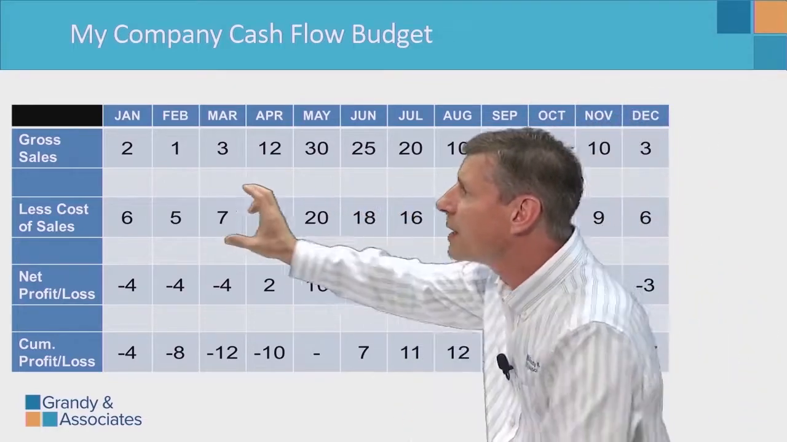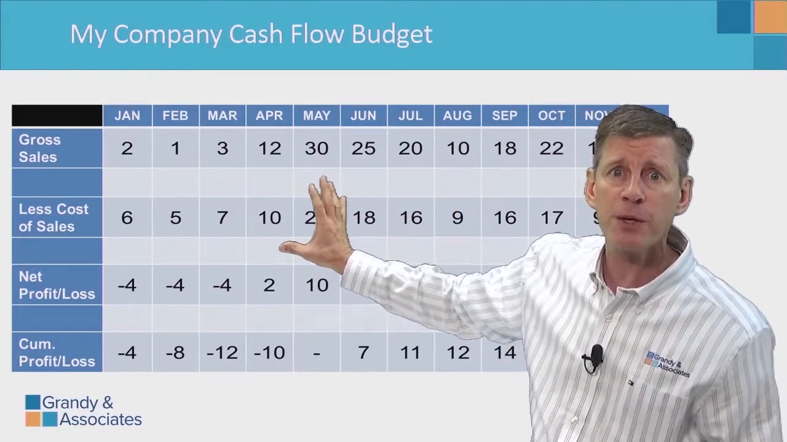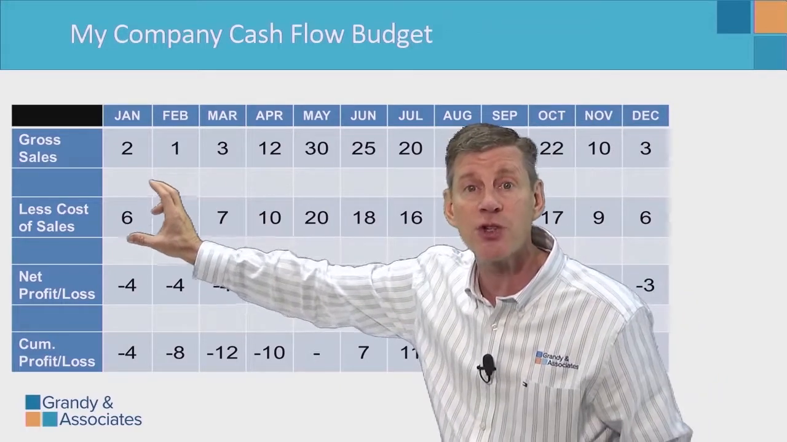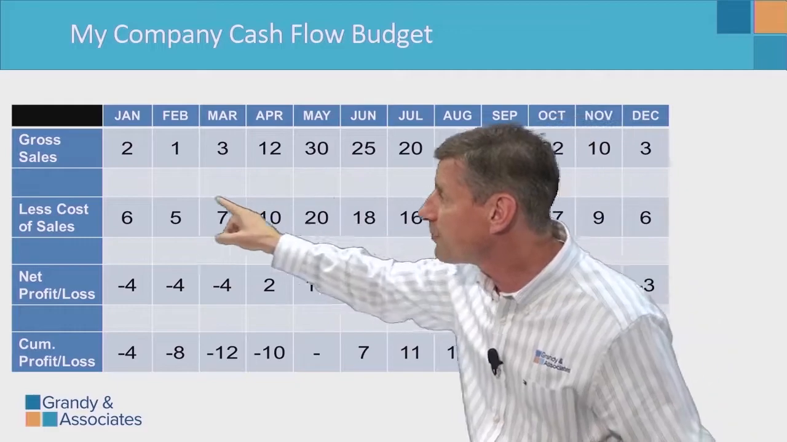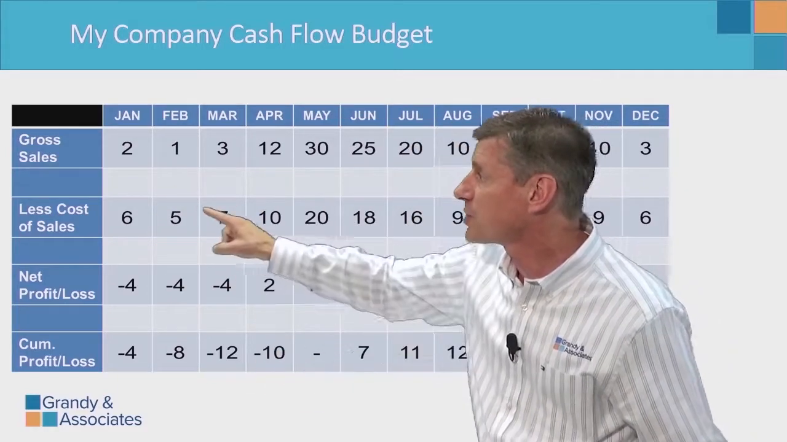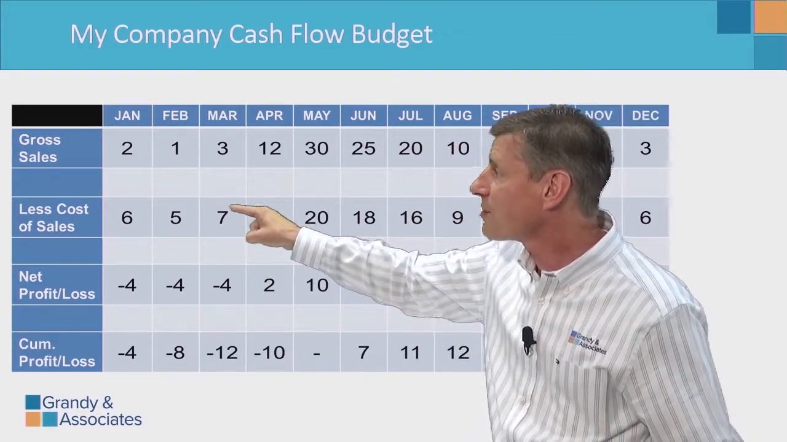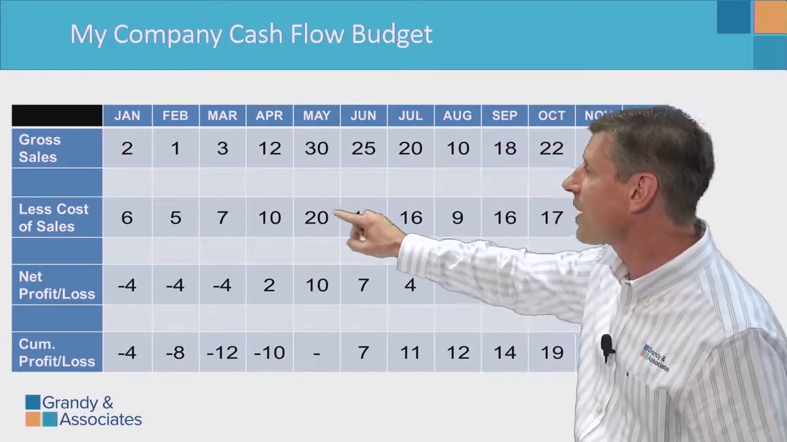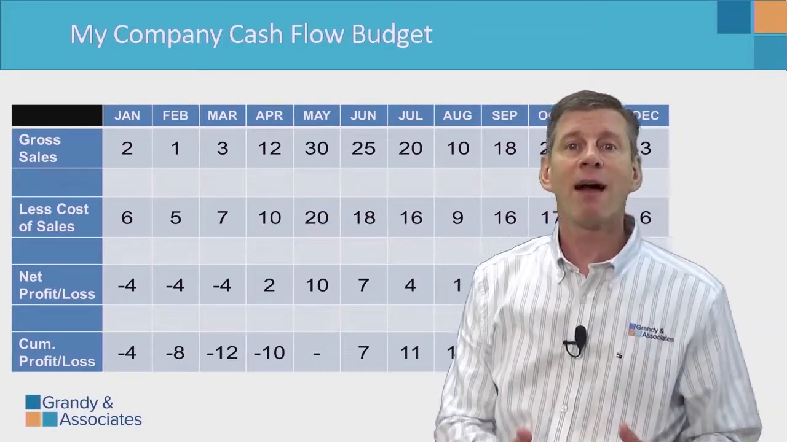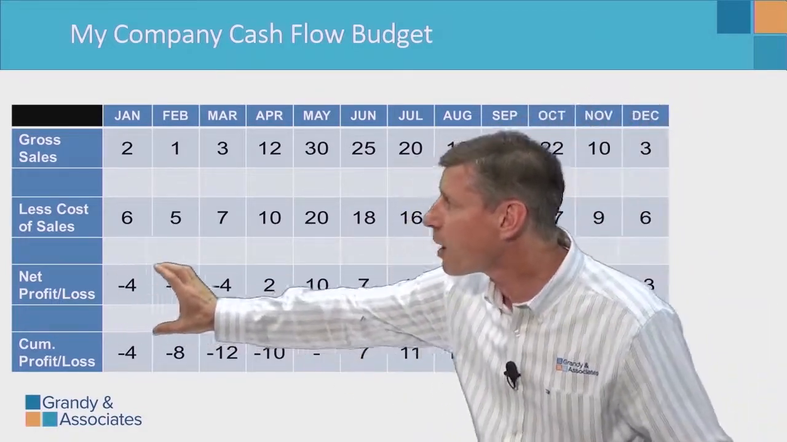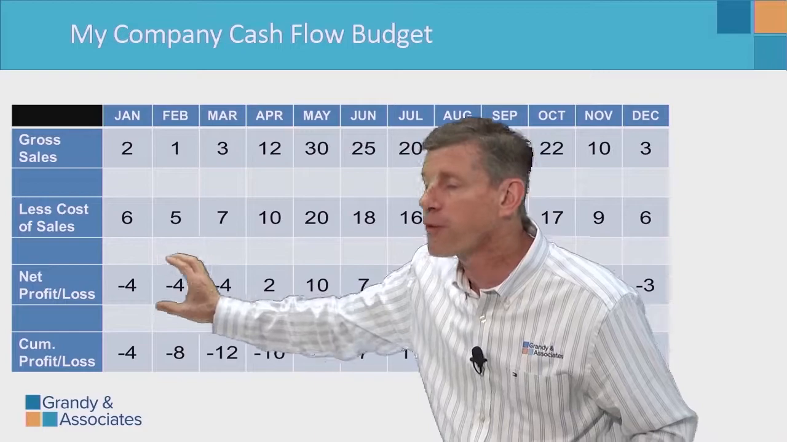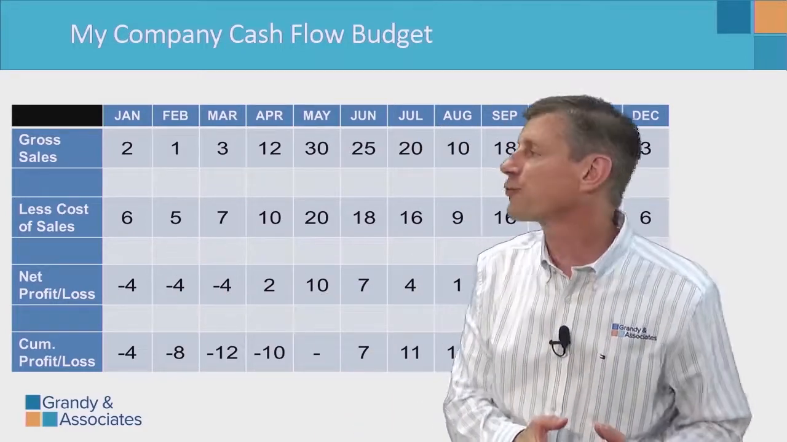And then the next element is our cost of sales. Now, this is very simplified. So this is not only the cost of the job, but it's all overhead expenses combined. And so we see in January, $6,000 in expenses, February, $5,000, March, $7,000, then $10,000, $20,000, right? And again, we have the seasonality. And so that brings us to our net profit and loss for the company for the year. And again, this is from a cash flow basis.